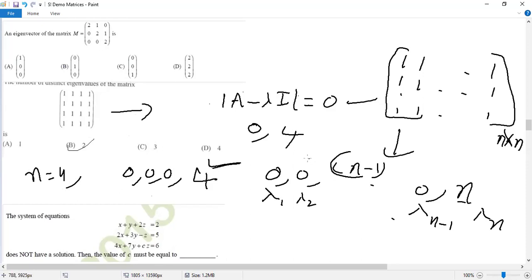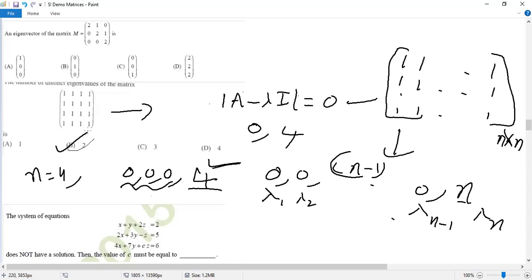These two are the distinct eigenvalues. 0 is not equal to 4. The remaining are equal to 0, the same repeated eigenvalue. 0 is repeated 3 times and 4 is not repeating. So what are the distinct eigenvalues? 0 and 4. How many distinct are there? 2. So the answer is 2.